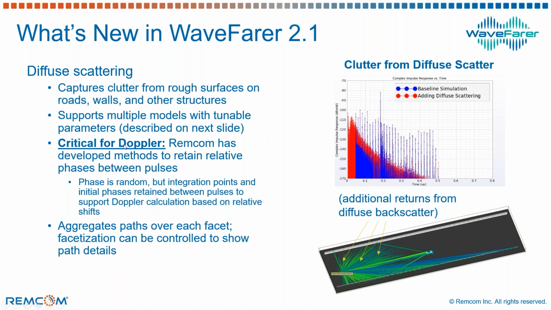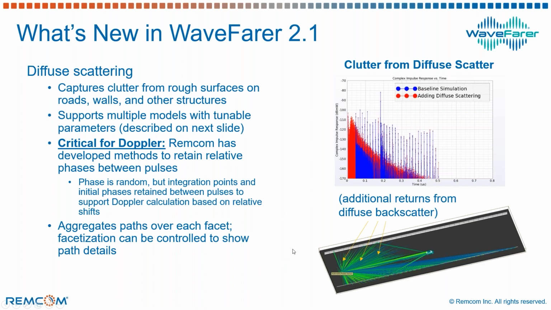And one of the things that's critical to be able to use the diffuse scattering with the Doppler calculation is that we've spent quite a bit of time developing and implementing these methods with some extensions that allow us to retain relative phases between pulses. So when we're dealing with a diffuse scattering calculation, it's not possible to know the phase because we're interacting with things that are much smaller than a wavelength in these models. So the phase is randomized, but the integration points and the initial phases are retained between the pulses. So we are able to capture how those phases may shift relatively as things are moving over very small distances, such as the frame for a sequence of chirps. And this allows us to capture a Doppler from the scattering.